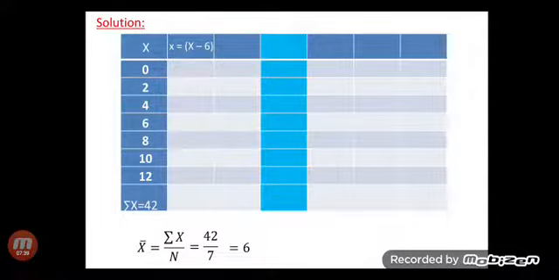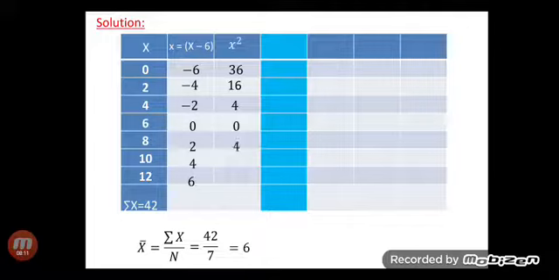So 0 minus 6 is minus 6, 2 minus 6 is minus 4, 4 minus 6 is minus 2, 6 minus 6 is 0, 8 minus 6 is 2, 10 minus 6 is 4, 12 minus 6 is 6. Now we square it, x square, we get 36, square of minus 6 is 36, square of minus 4 is 16, square of minus 2 is 4, 0, 4, 16, 36. We sum it up. The summation x square is equal to 112.